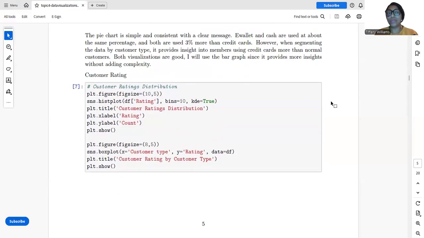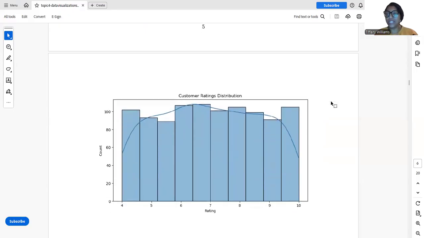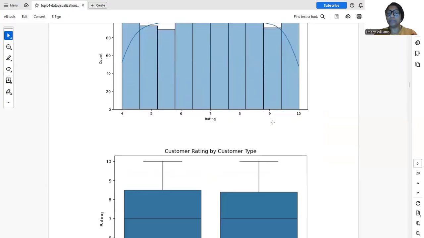Next, we will look at customer rating. Here you'll see a histogram of the distribution of the customer ratings on a scale of 1 to 10. They rated between 4 and 5, and you can see the frequency of those ratings as well.